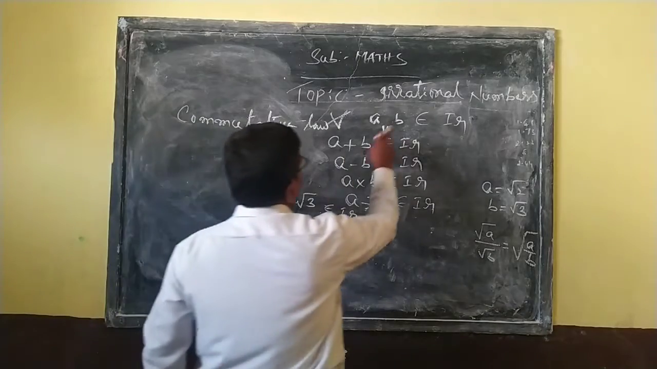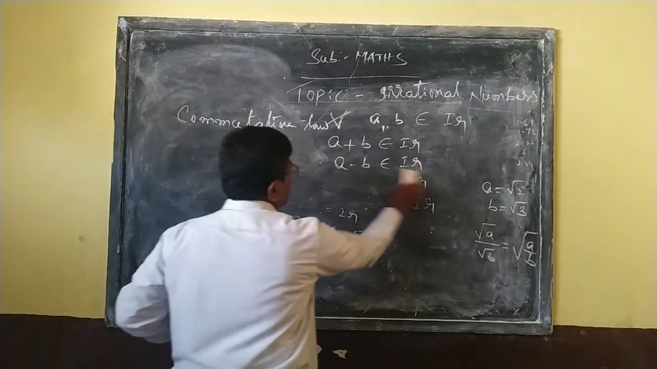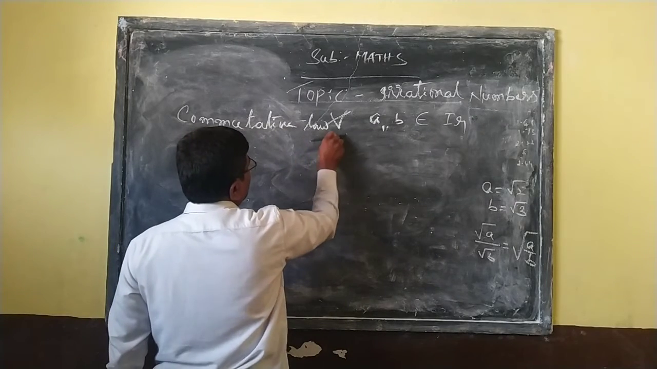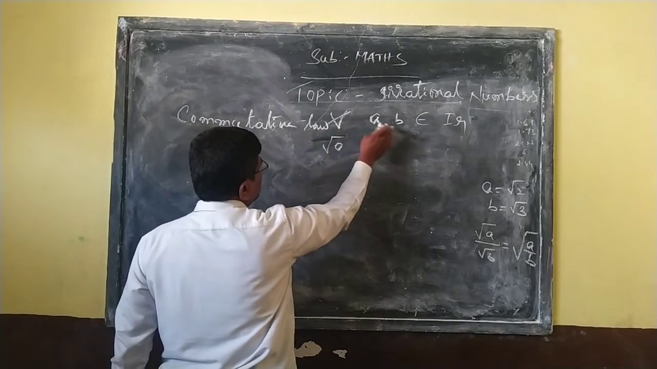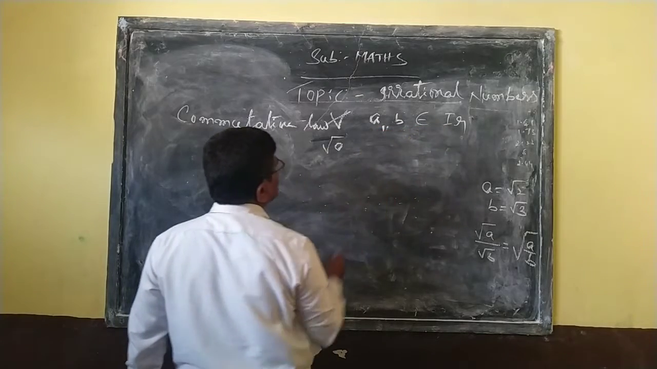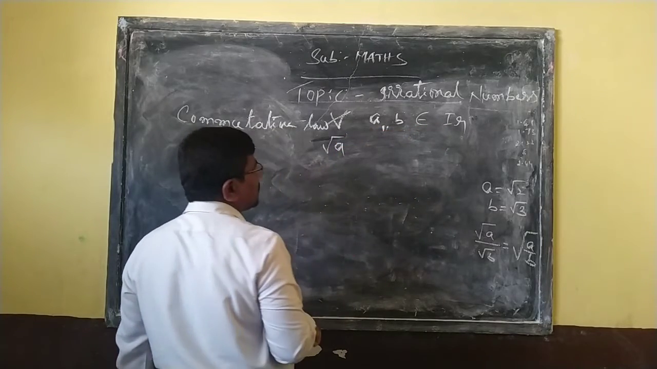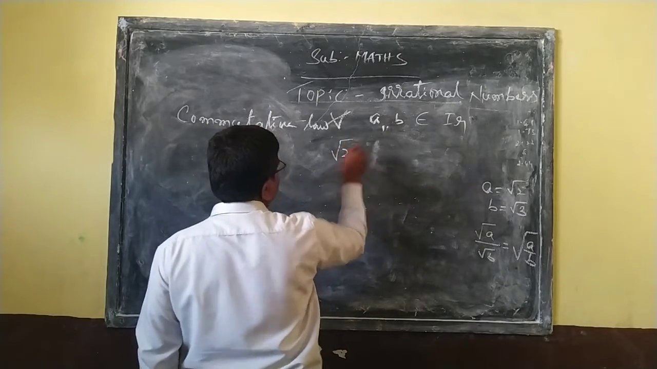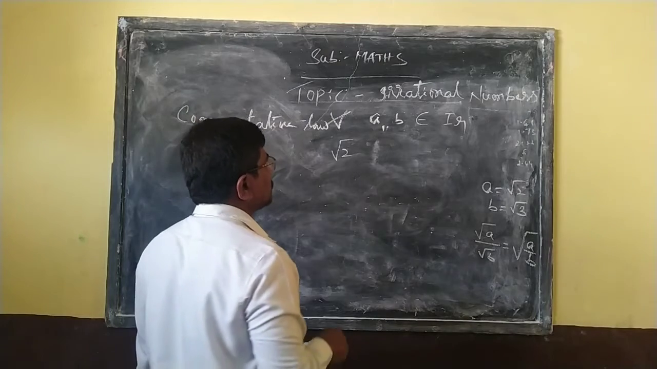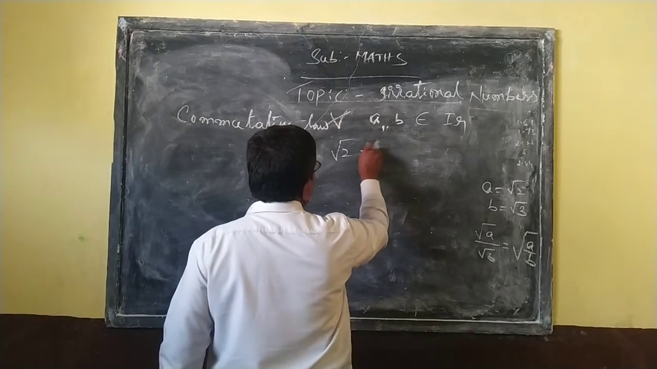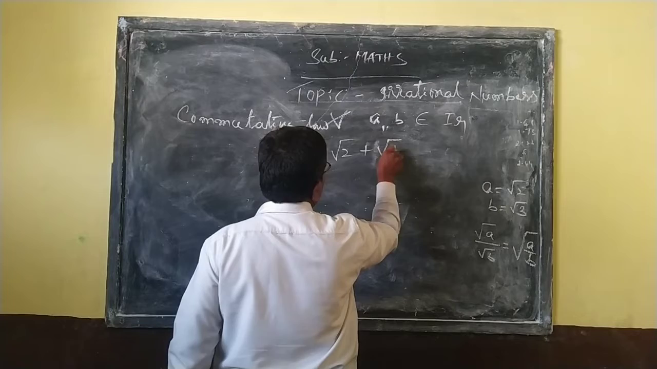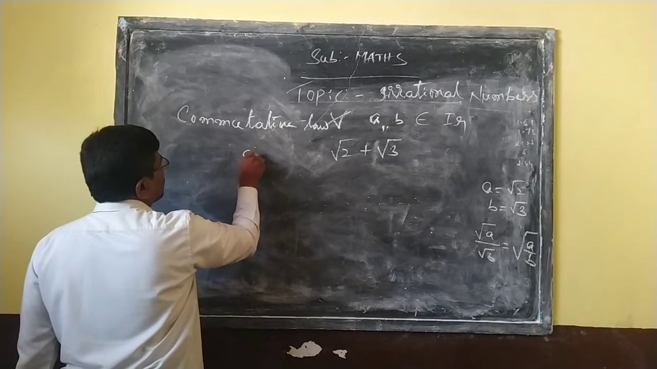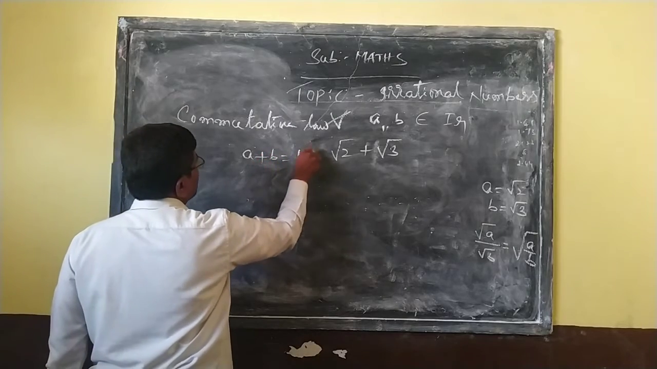Commutative law: for all A, B belonging to R. Yes, you can say that is root A. I mean, A, B belong to R. So you can take A as any value, that is root 2, and B is root 3. You know that. So A plus B is equal to B plus A, commutative law.